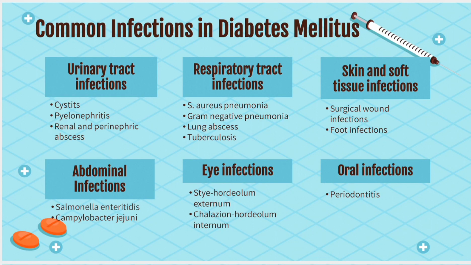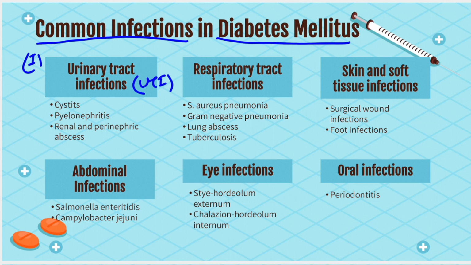So what are those common infections in diabetes about which we are talking about? The first common infection is urinary tract infection, also known as UTI, and this consists of infections at various parts of the urogenital system. That's why it causes cystitis, pyelonephritis, and renal and perinephric abscess.